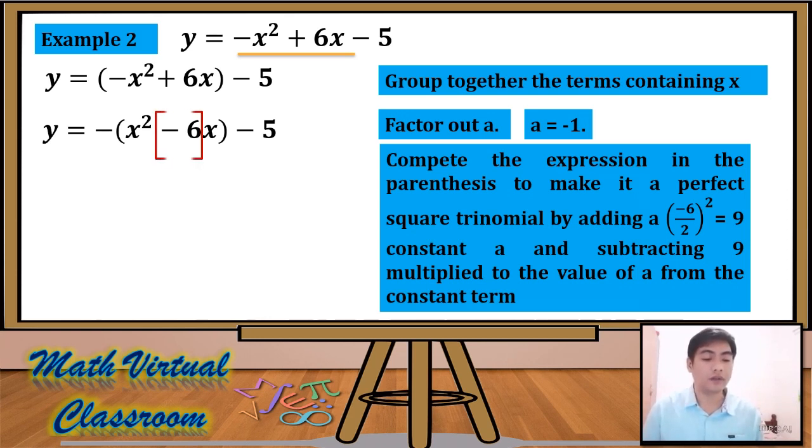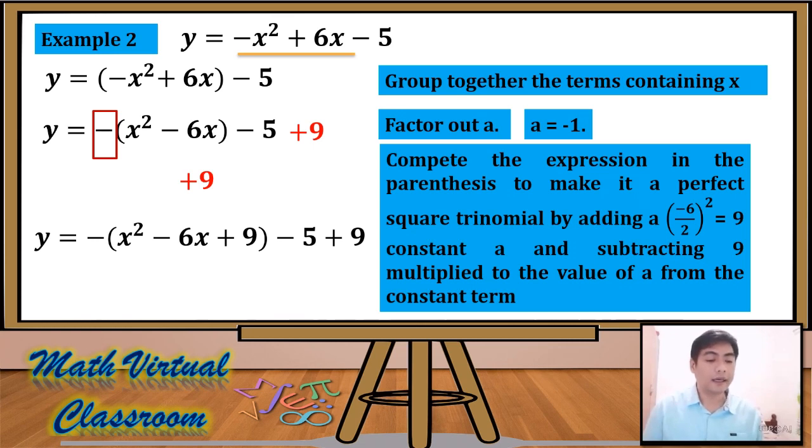How are we going to solve for that constant? We divide the coefficient of x by 2 and raise it to 2. So in this case, negative 6 divided by 2 is negative 3, raised to 2 is 9. So you are going to add 9 on the parenthesis and subtract 9 multiplied to the value of a from the constant term. So negative 9 times negative 1 would become positive 9. So let us rewrite the function. y is equal to negative quantity x squared minus 6x plus 9, minus 5 plus 9.